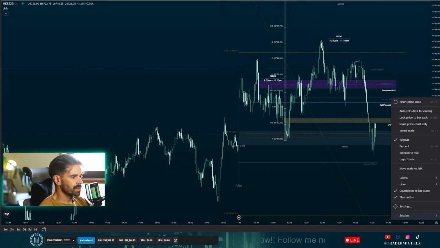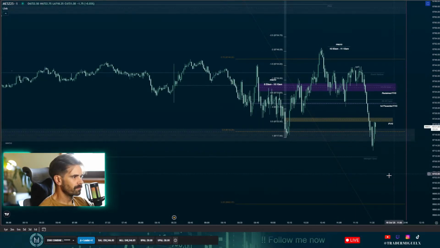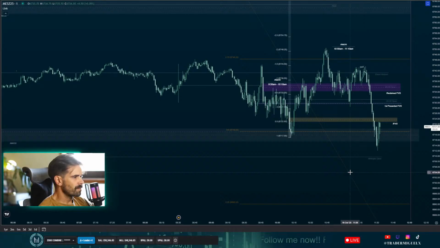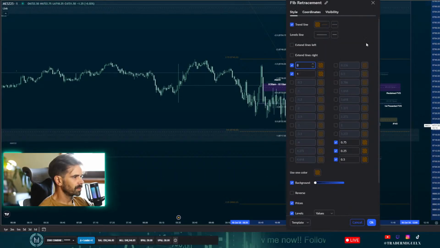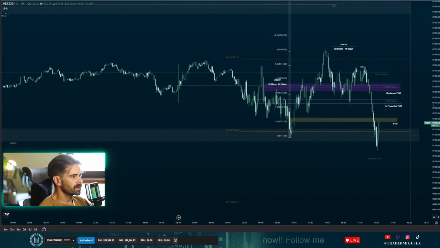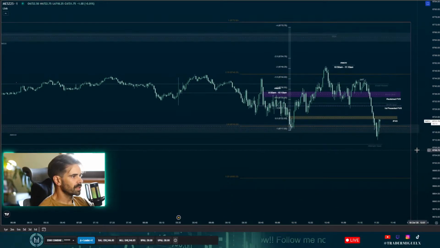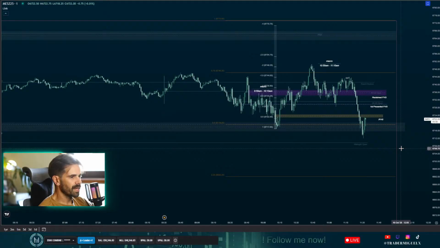And now I want to see if price really wants to maintain its downtrend and go a little bit more south, or if it will just stay around here.